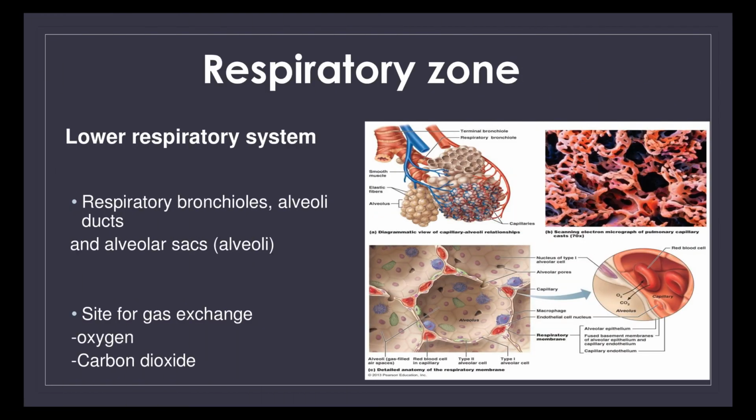Respiratory zone. This is also known as the lower respiratory system. This is where the respiratory bronchioles, alveolar ducts, and alveolar sacs live. This is also the site for gas exchange, being oxygen and carbon dioxide. At the end of the bronchiole lies a microscopic sac called an alveolus that holds the gases for exchange.